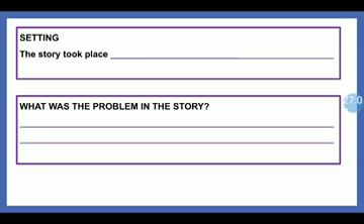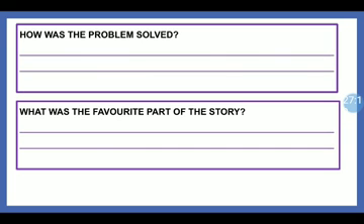So, it asks, what was the problem in the story? So you write it in a sentence stating what it is. Then you state how. How was the problem solved? Again, you write it in a sentence. Then it's going to be getting more personal, where you are going to be involved. So you're going to be stating your favorite part of the story.